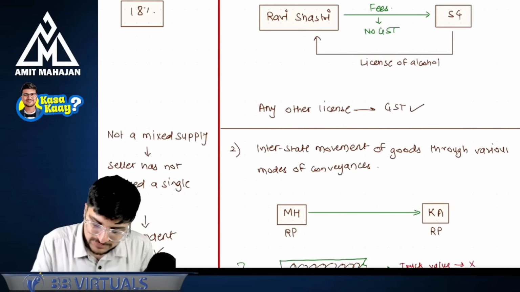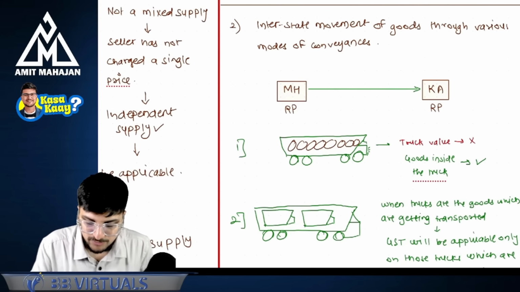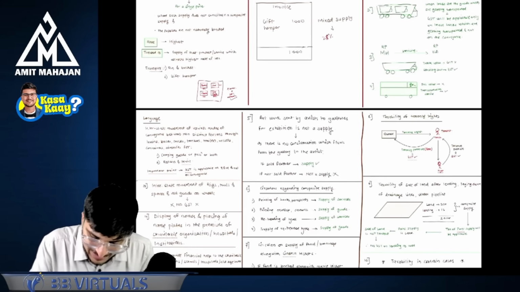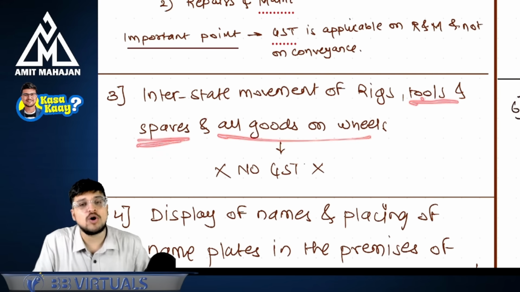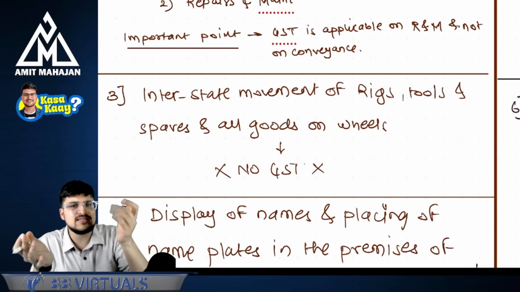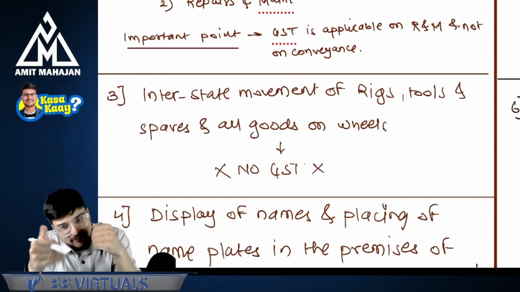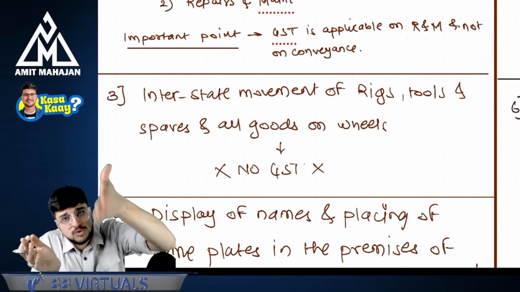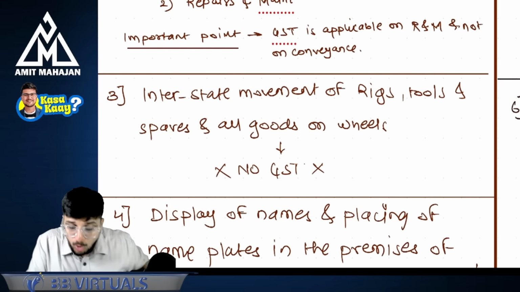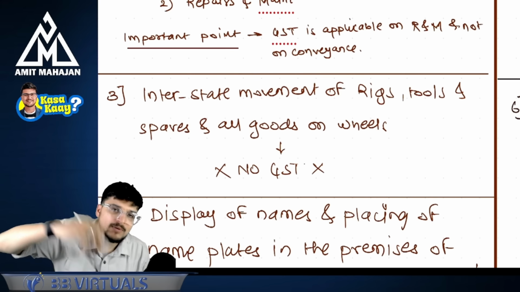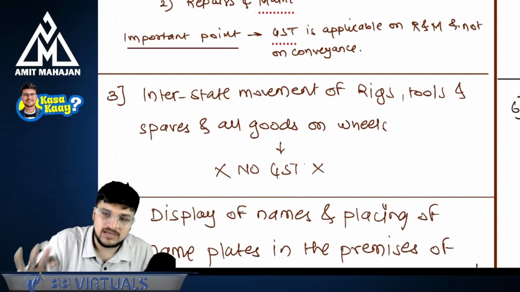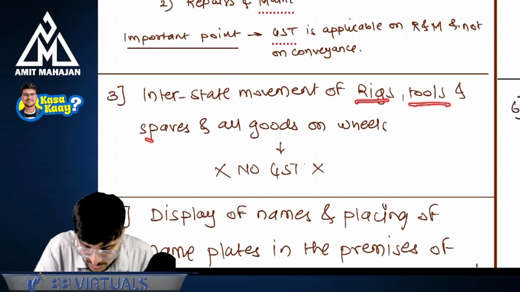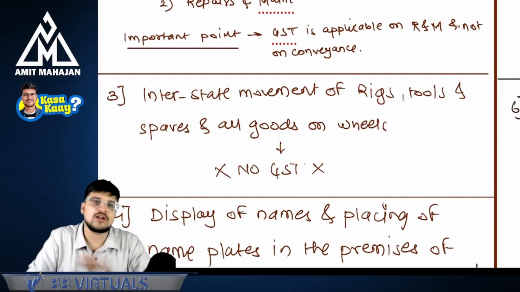The first circular which we saw is the license. The second circular is interstate movement of goods. There is one more exception to this, and the exception is if there is a transfer of rigs, big machineries, tools, spare parts, and all goods on wheels. For example, there is a spare part or tools inside the truck. Do you have to pay GST on those spare parts also, on those tools also, the toolkit? No. All goods on wheels, as in cranes. Cranes are getting moved from one state to another state and again will come back, right? So you don't need to pay GST on these particular things: rigs, tools, spare parts, and all goods on wheels. You are not required to pay GST.